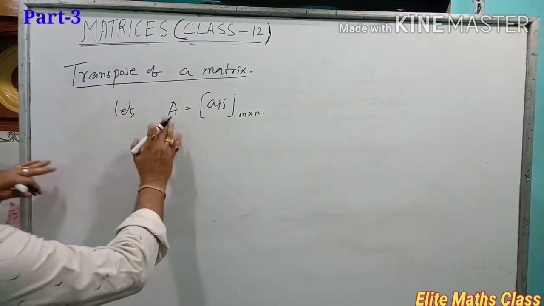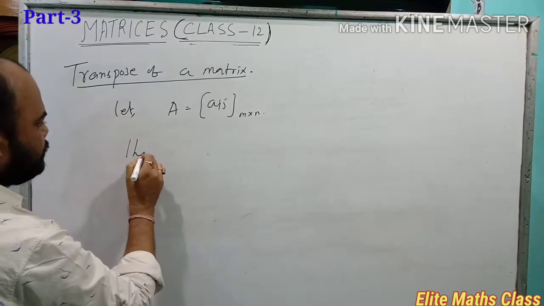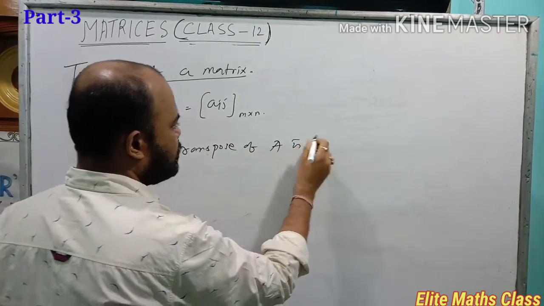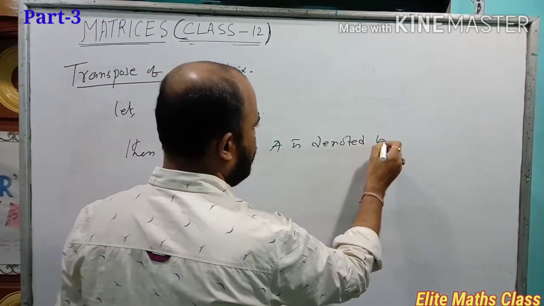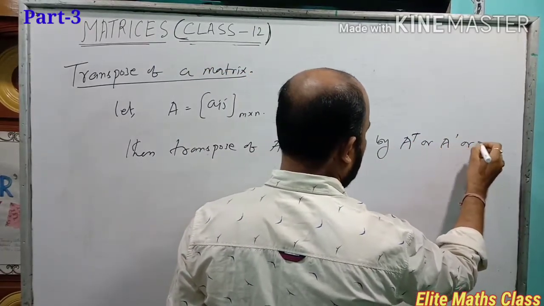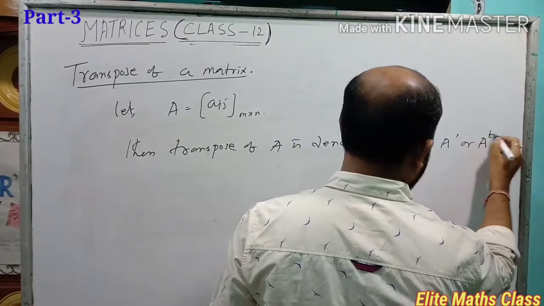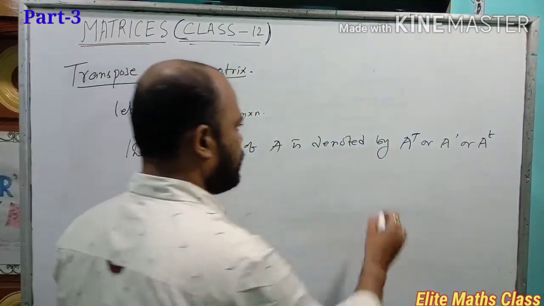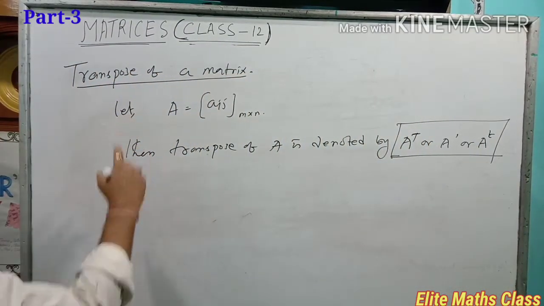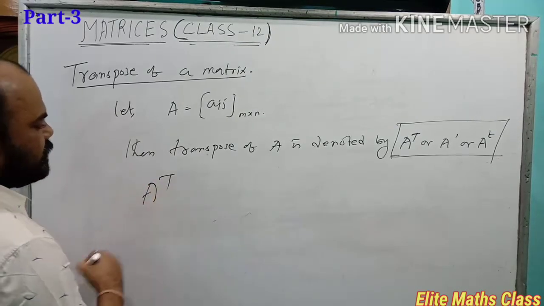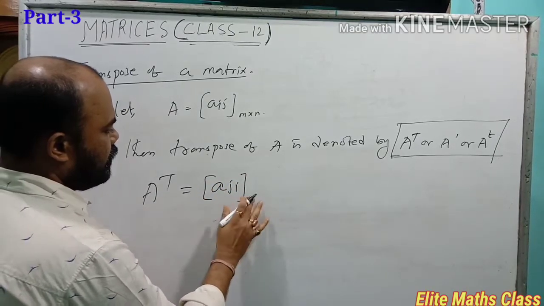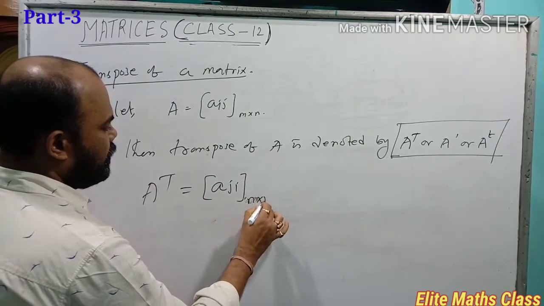Let A equal to this be the given matrix. Then the transpose of A is denoted by A transpose, or A prime, or A superscript t. These are some notations. You may use any one of these to denote the transpose. Then what will be A transpose? A transpose will be a_ji, of order n by m.